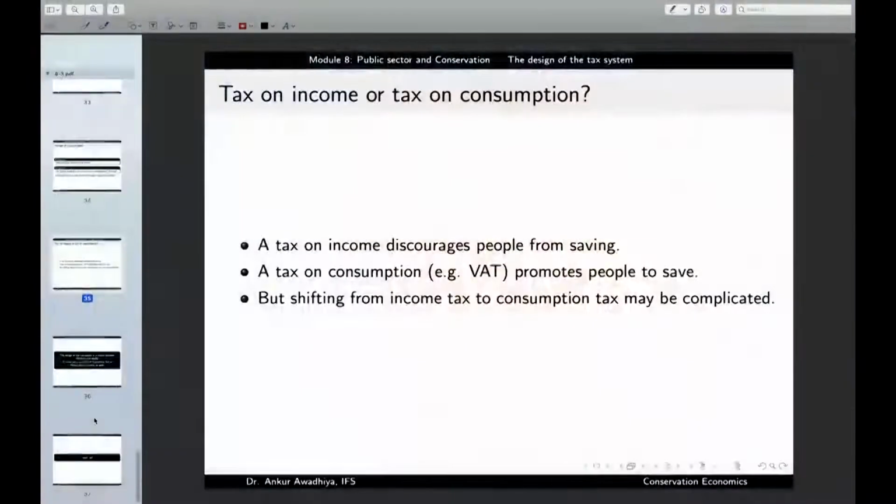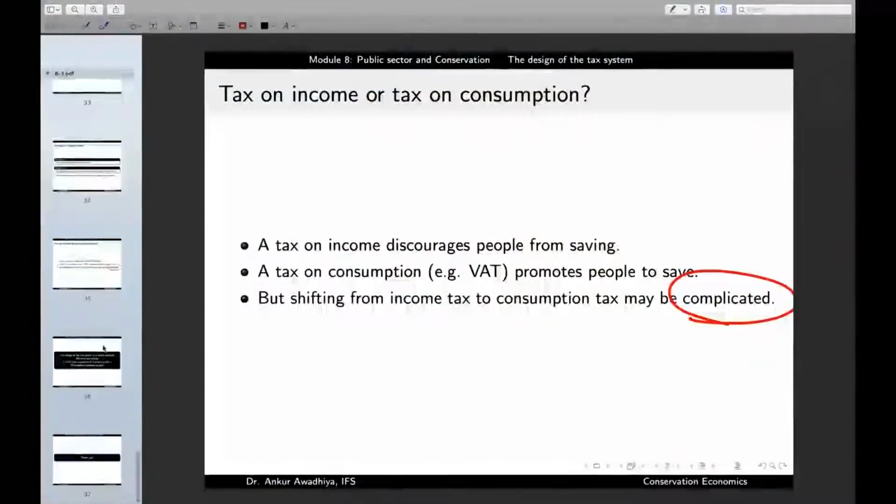On the other hand, in the case of an income tax, the more you earn, the more taxes you have to pay. So a tax on spending will promote people to have the habit of saving. That will increase the amount of savings that we will have as a nation in total. But here again, the question is, can we shift from an income tax to a consumption tax? Because it may be complicated. Or should we just say that because for so many years we have had income tax, let us just remain with the income tax?